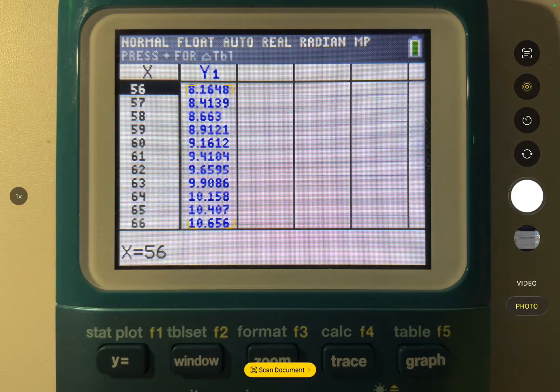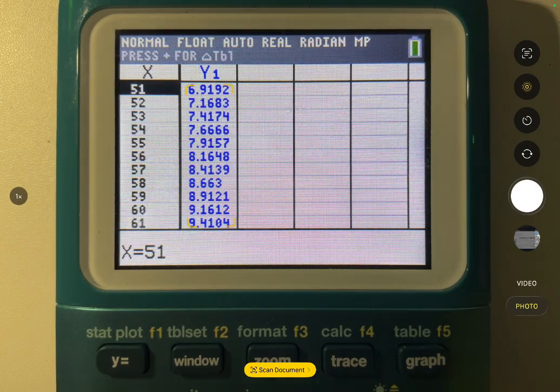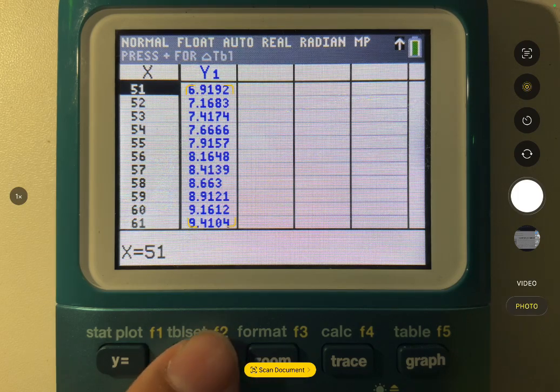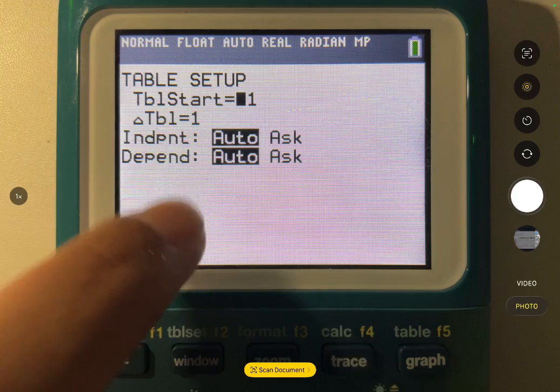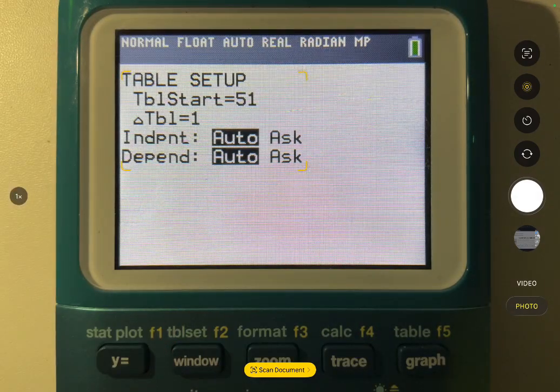There is a way to get to the X value that you want faster instead of having to sit here going through with the arrows. To do that, you're going to look at your notes here at the very bottom. Press second window. Window is the button that is right next to y equals. You should be on this screen with me.